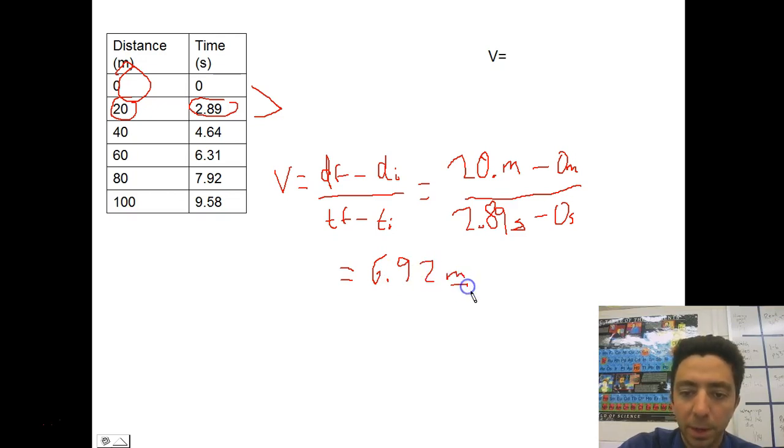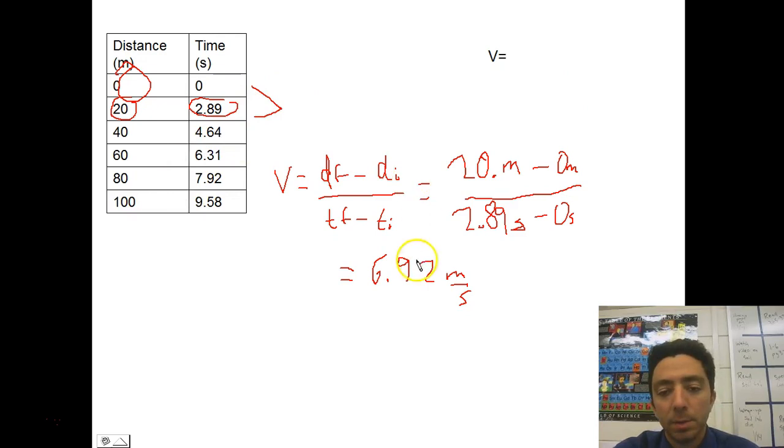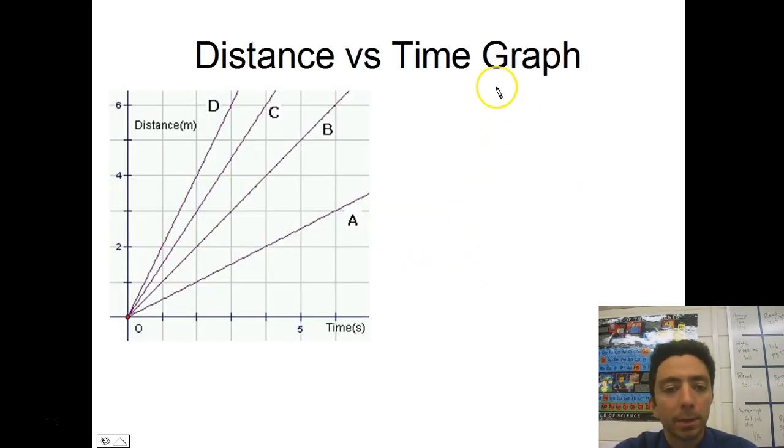So it's significantly slower than the 10.4 that he averaged throughout the course of the race. And so this is an example of an instantaneous speed at the given minute, or at that given instant. He was going 6.92 meters per second. We can graph speed using distance time graphs.